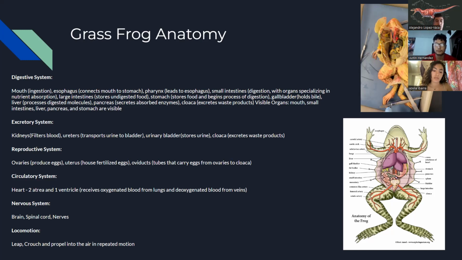Then they have a nervous system, which is the brain, spinal cord, and nerves, which send electrical signals throughout the entire body so they can dictate how to respond to their environmental changes and what's going on in that situation, like running away from a predator and other stimuli. And their locomotion consists of leaping, crouching, and propelling through the air in a repeated motion. It also consists of a tongue that can protrude out to catch prey.